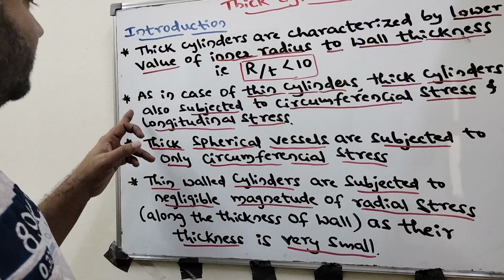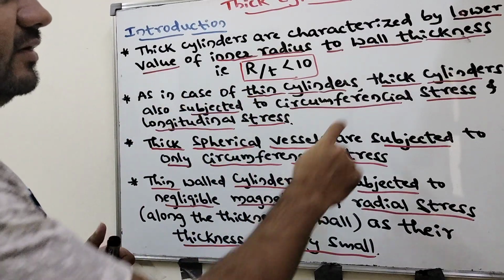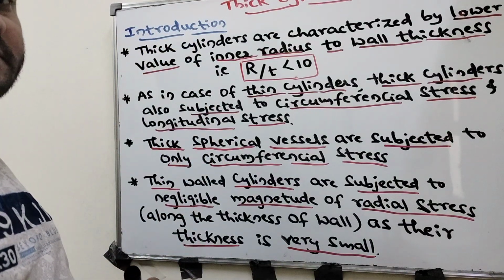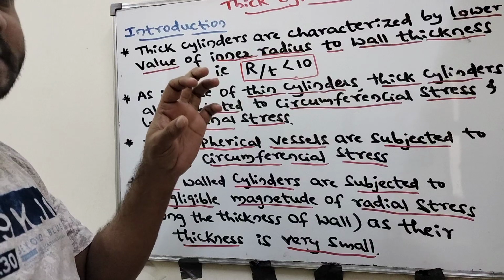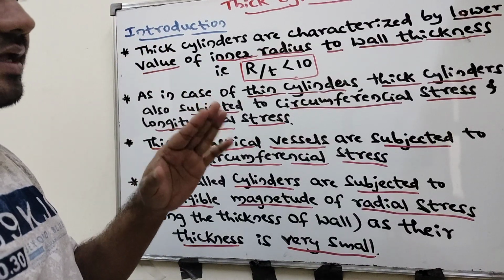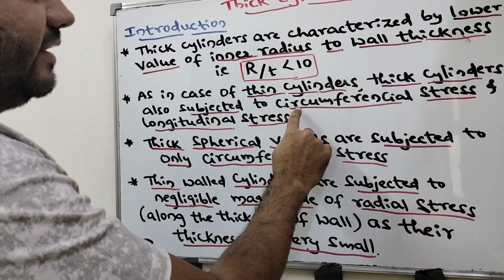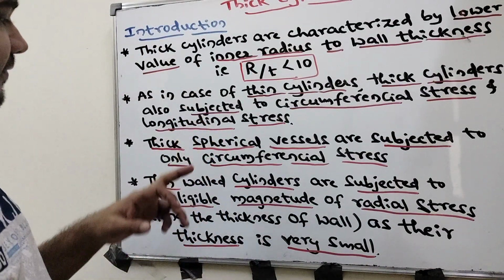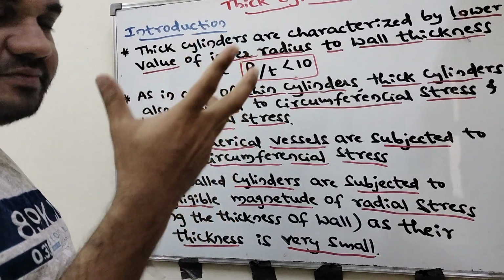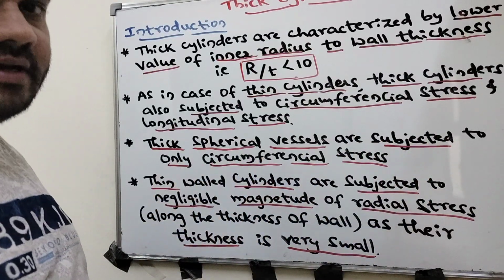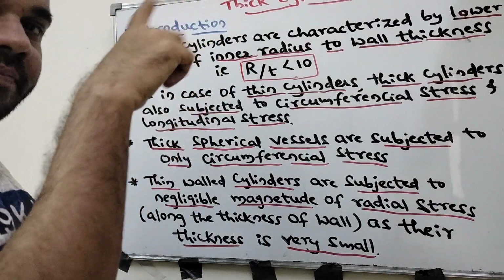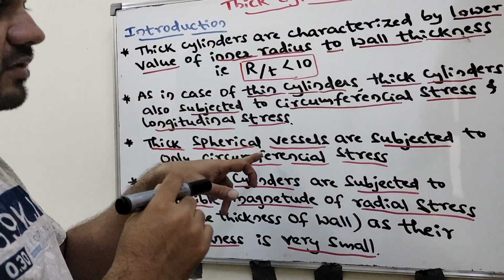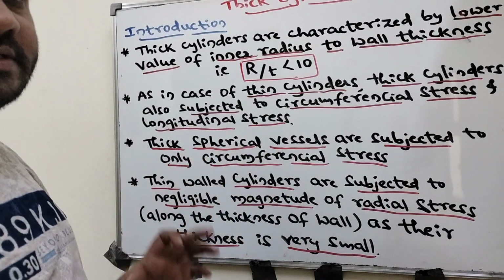Next, the second point: as in thin cylinders, thick cylinders are also subjected to circumferential stress and longitudinal stress. As we discussed in the problems and derivations for thin cylinders, circumferential and longitudinal stresses are developed. In the same way, thick cylinders are subjected to circumferential stress and longitudinal stress. That is the second point, same as thin cylinders. The third point: thick spherical vessels are subjected to only circumferential stress, because it is a sphere. There is no longitudinal stress developed in a thick spherical vessel.